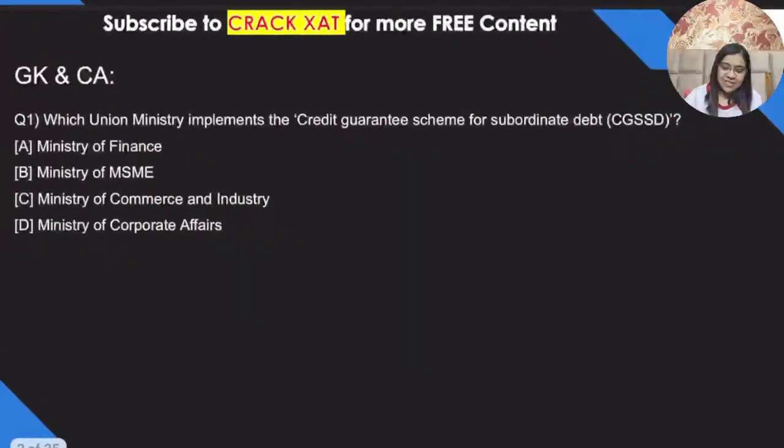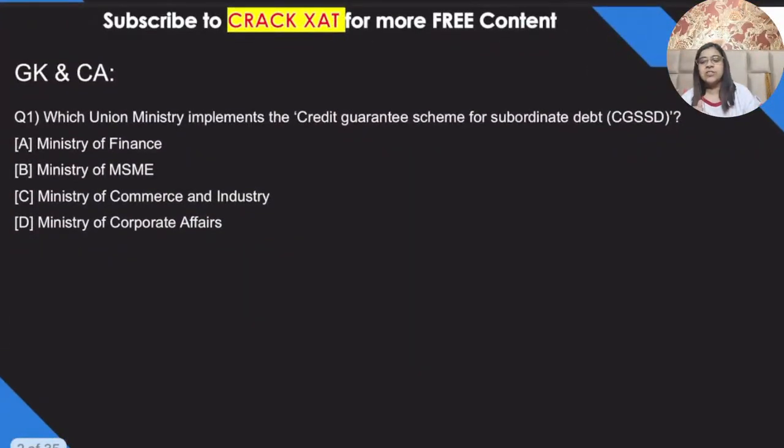Let's get started with the first question everyone. We'll try to keep the session short and sweet, but then we'll do more questions. So let's start. First question on your screen. Which union ministry implements the credit guarantee scheme for subordinate debt? I'll wait for 30 seconds and then I'll get started.